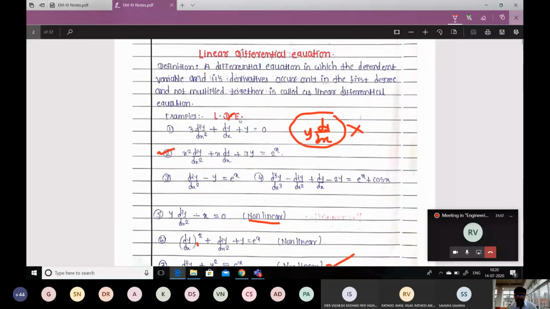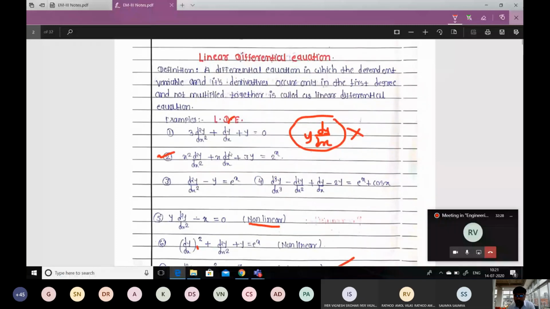In the case of a linear differential equation, there can be a variable coefficient like in example number 2, x square, x 3, or there can be only a constant coefficient; that is acceptable. But the product of the dependent variable and its derivative is not acceptable at all. Also, if the power of an individual term is bigger than 1, that is not acceptable. Here the power is 2, but it is for the independent variable, so that is acceptable. So this is about linear differential equations and some examples of them. So let's move ahead.